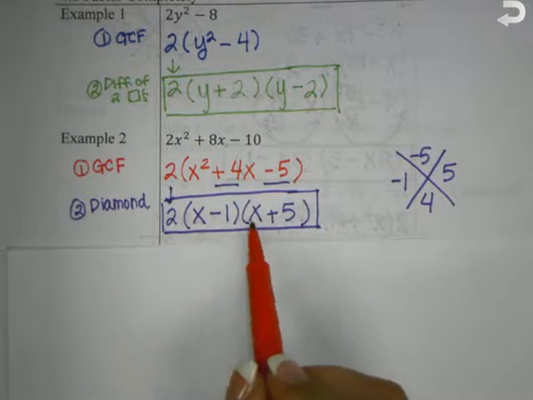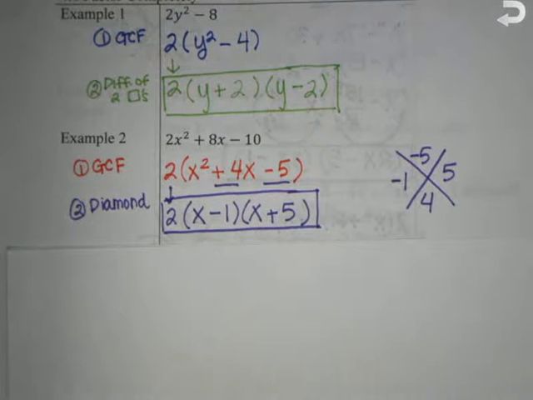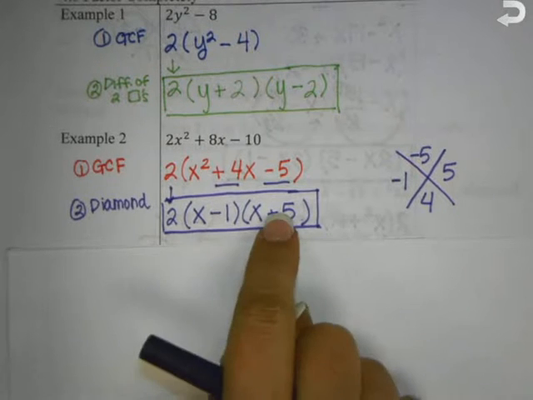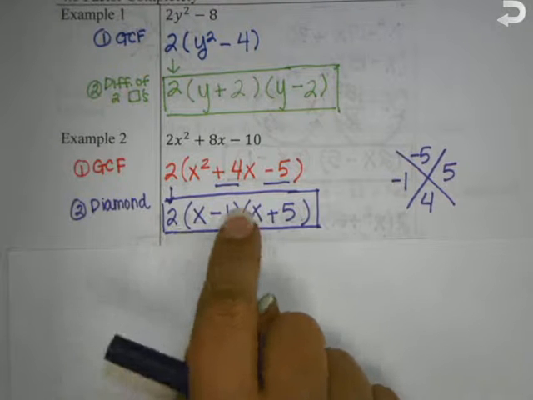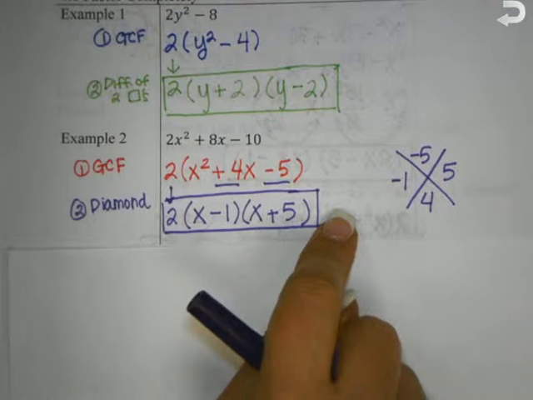How could I check this? What could I do to check? We could FOIL these 2, right? And then what would we have to do? Distribute the 2. Could we distribute the 2 first and then FOIL? Yeah. Okay. But we can check our answers still.